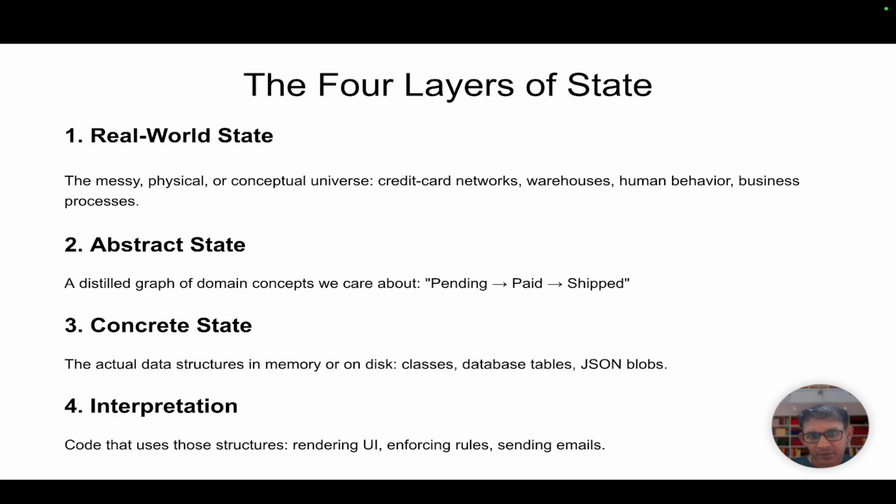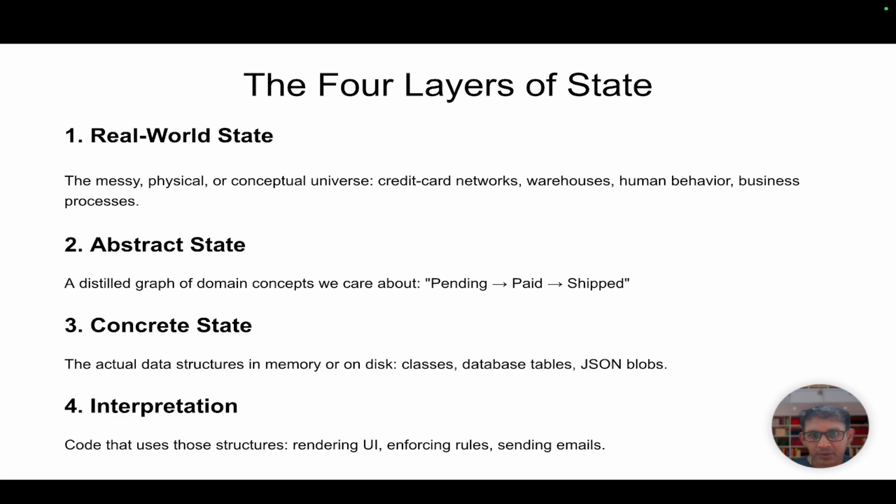Before we dive into the MIRO framework itself, we need to establish a common understanding of what we mean when we talk about state. State modeling requires recognizing four distinct layers, and understanding how these layers relate to each other is crucial for building robust systems. The first layer is what I call the real world state. This is the messy physical or conceptual universe that a software system is trying to model.